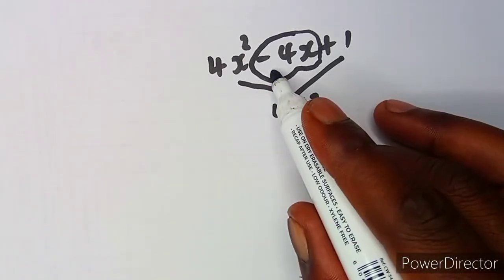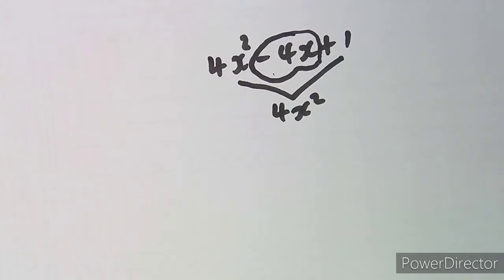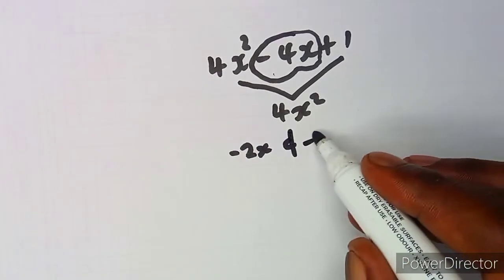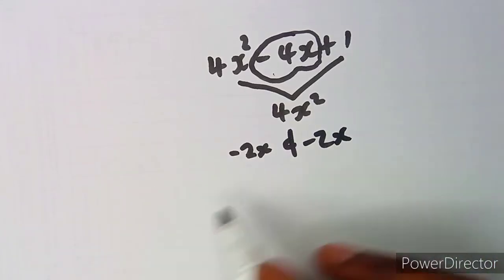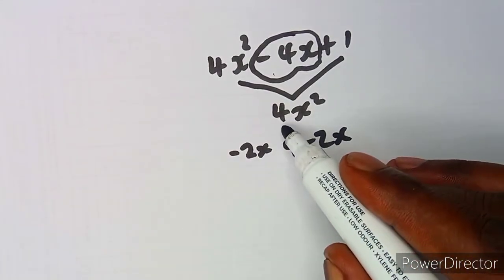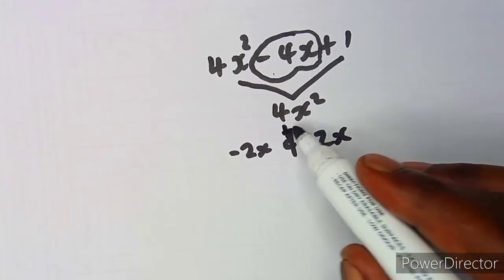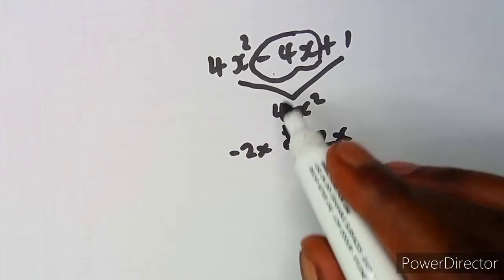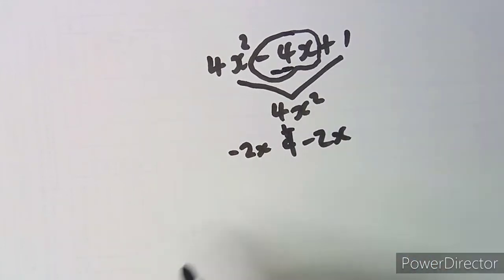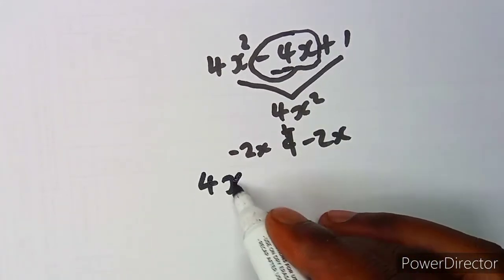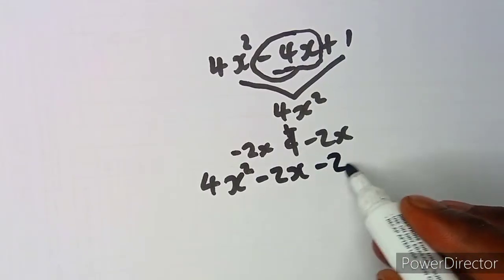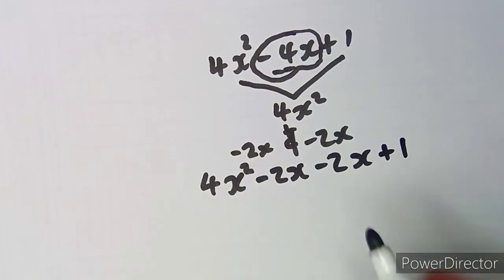Since there is a negative, we are going to focus on numbers having a negative. So you can choose minus 2x and minus 2x. If we multiply these, they are going to give us 4x squared. If we add these two terms, they will give us minus 4x. So these are the terms that you are now going to replace into the middle term, so that we have something like 4x squared minus 2x, we replace the middle term, minus 2x plus 1.